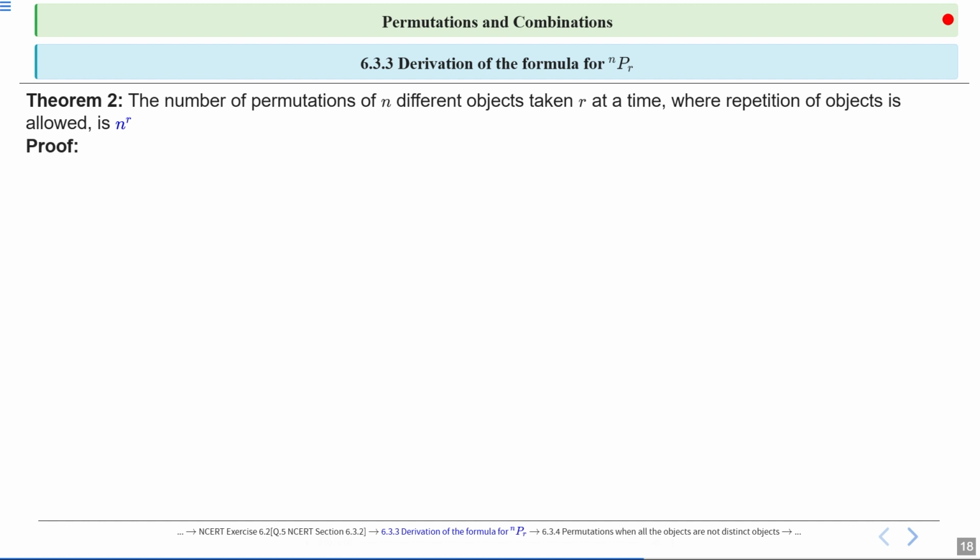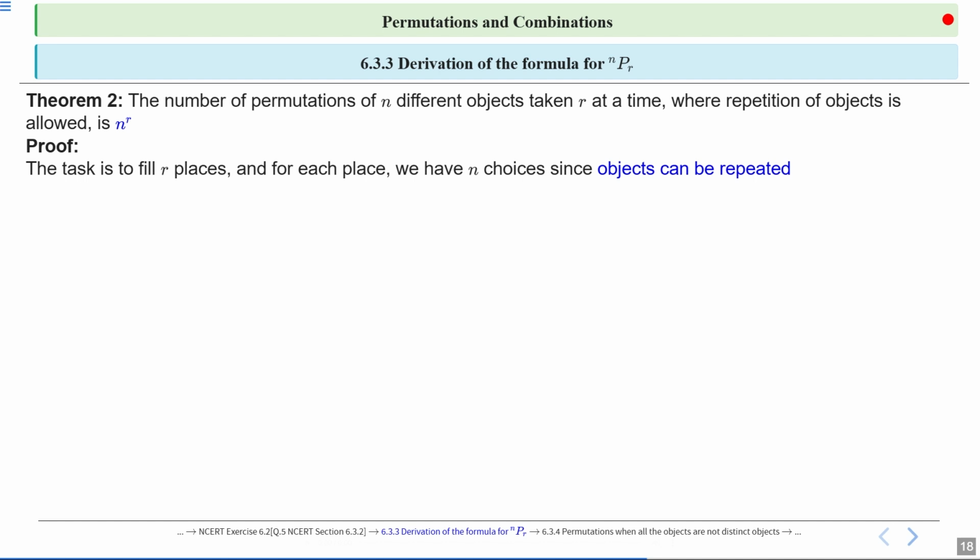Now let's move forward to the proof. If we have n different objects and we need to arrange r objects from them, and repetition is allowed, the number of permutations will be n to the power r. Now we are going to prove it. Here you can see the task is to fill r places, and for each place we have n choices since objects can be repeated.